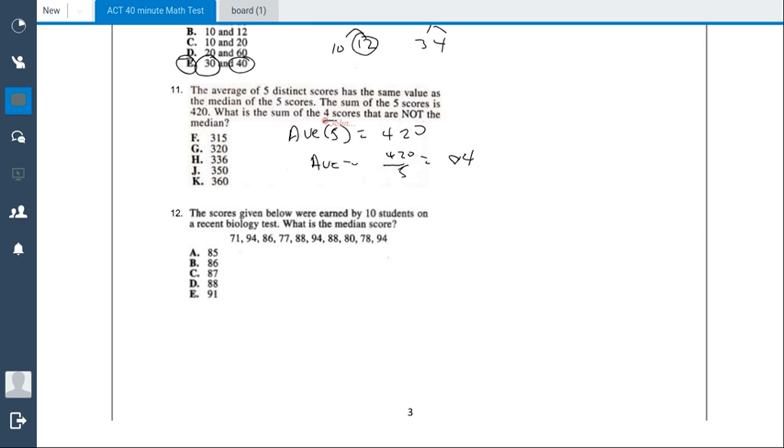And I'm trying to find the one that's not part of that. So this would be equal to my median value also. So I need to subtract that median value from the 420. So when you do 420 minus 84, you get 336, which is what your answer is.